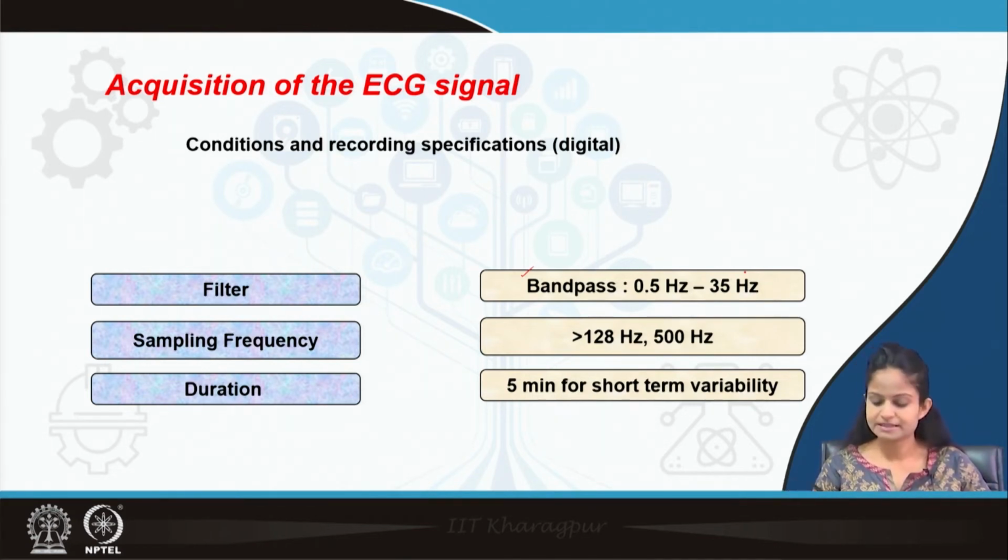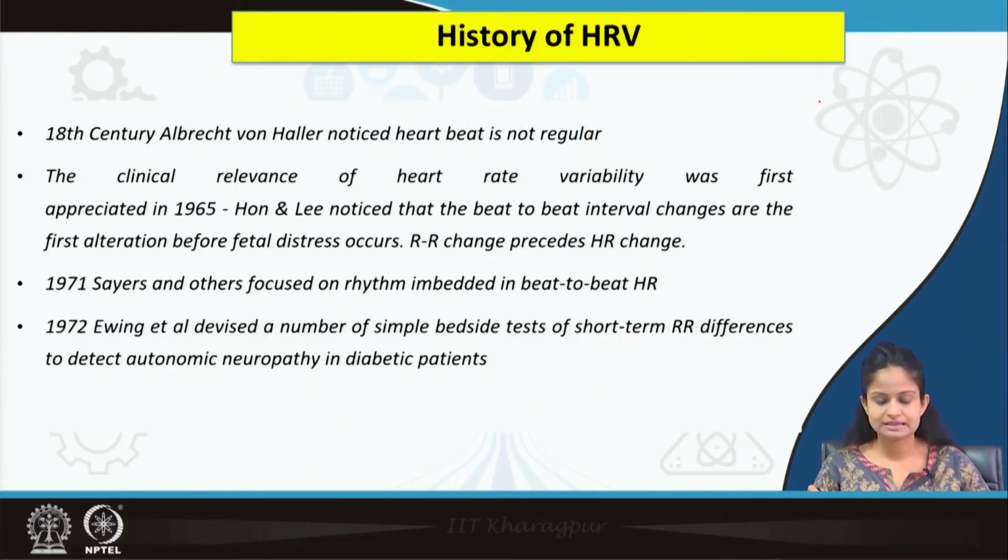So, sampling frequency should be more than 120 Hz. Duration: whether you want to do short term HRV, for that 5 minutes recording is needed. If you want to do long term HRV, for that at least 24-hour recording is needed. So, this is how the acquisition of the ECG signal is done.